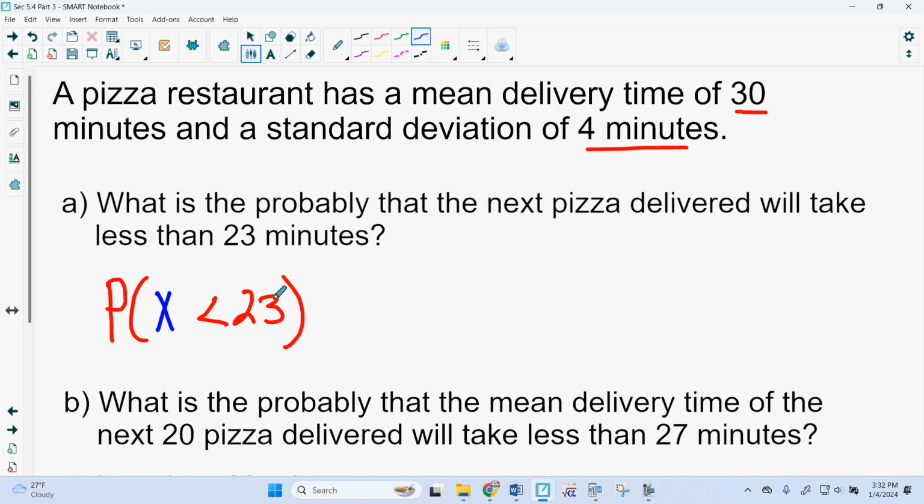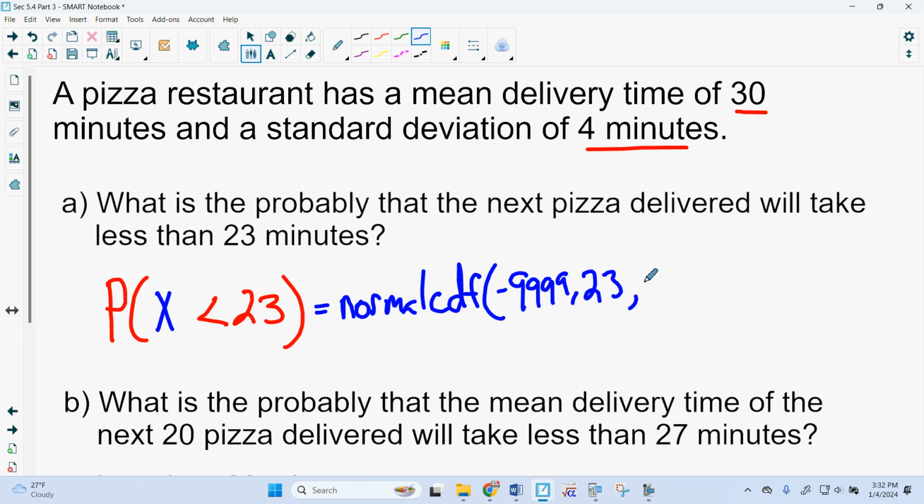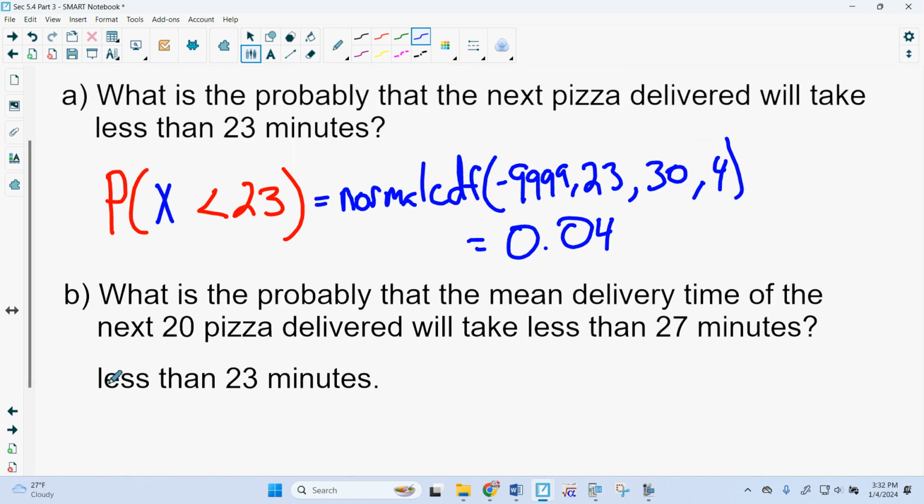This is x. So now to put that into the calculator, that's going to be normal CDF. It is less than 23, so that's negative 999, 23, 30, and 4. And if I do that, I get 0.04. If we have, what's the probability that it will take less than 27 for the mean of 20, that is x bar is less than 27.